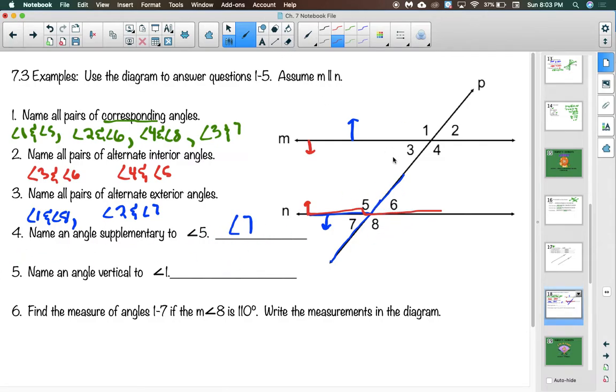Number 5, name an angle vertical to angle 1. Remember, kicking it back to a long time ago, we talked about vertical angles. Vertical angles happen when we have an x. So I start with the angle that we're talking about, angle 1, and then I take those two rays and I extend them to find my x. So see that red x? So an angle vertical to angle 1, there's only one angle that sits across from angle 1, that's angle 4.